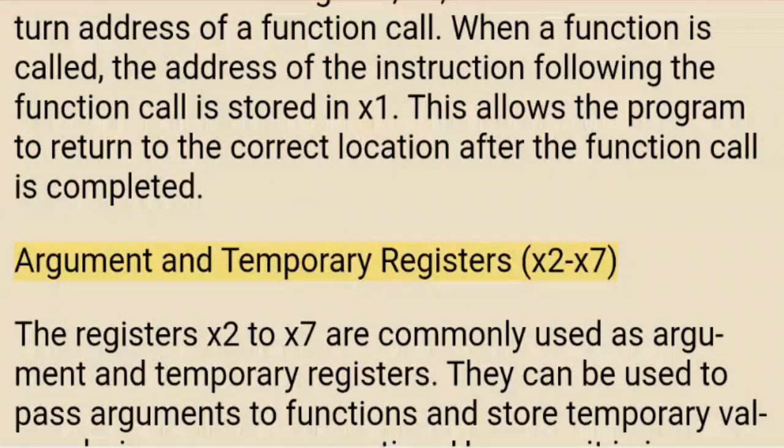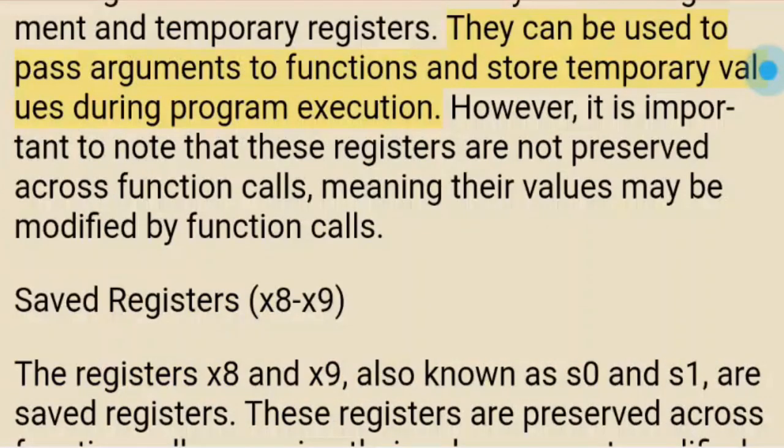Argument and temporary registers, X2 to X7. The registers X2 to X7 are commonly used as argument and temporary registers. They can be used to pass arguments to functions and store temporary values during program execution. However, it is important to note that these registers are not preserved across function calls, meaning their values may be modified by function calls.